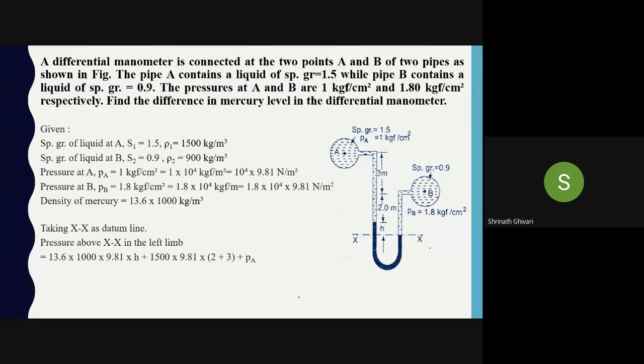So we'll see whether it is right or wrong. See, I have not written the statement. PA plus next this one, 13.6 mercury density, that is the total density, into g into h, correct, plus this liquid, what is the height? 5 meter, 2 plus 3, 5 into g into 1500. Why 1500?